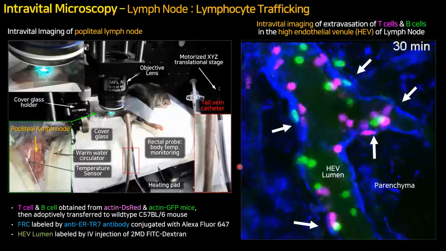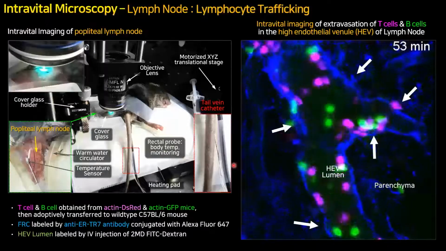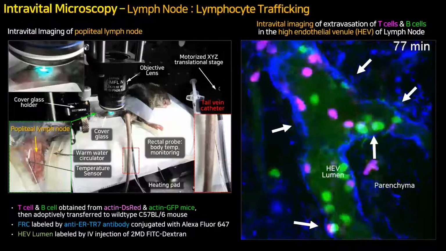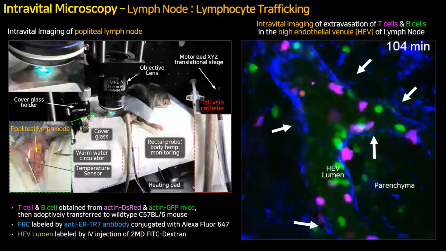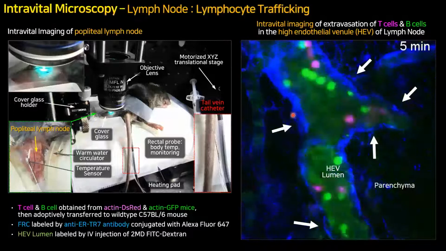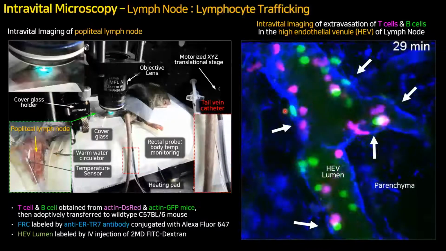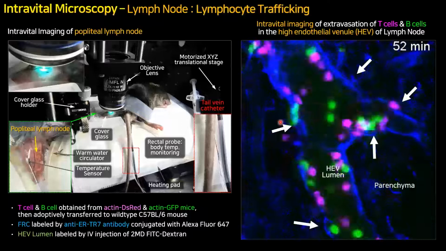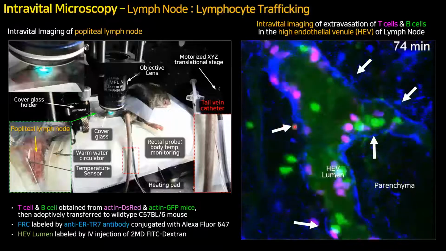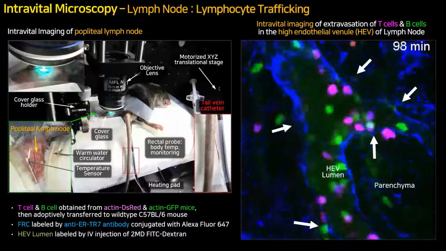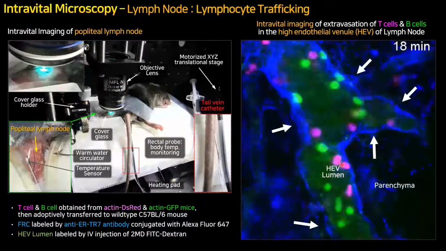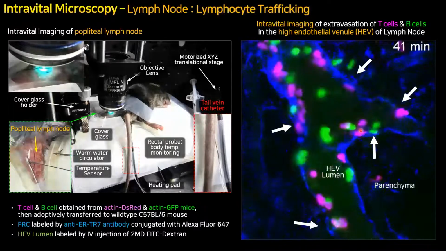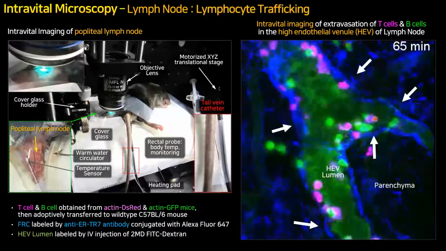For immunology research, we can directly monitor the immune cell dynamics in the popliteal lymph node. We adoptively transferred T cells and B cells, which were obtained from the actin-DsRed mouse and GFP transgenic mouse. And we monitored the extravasation dynamics of the T and B cells in the high endothelial venule of the lymph node in real time. So here, T and B cells are selectively extravasated through specific spots of the HEV.